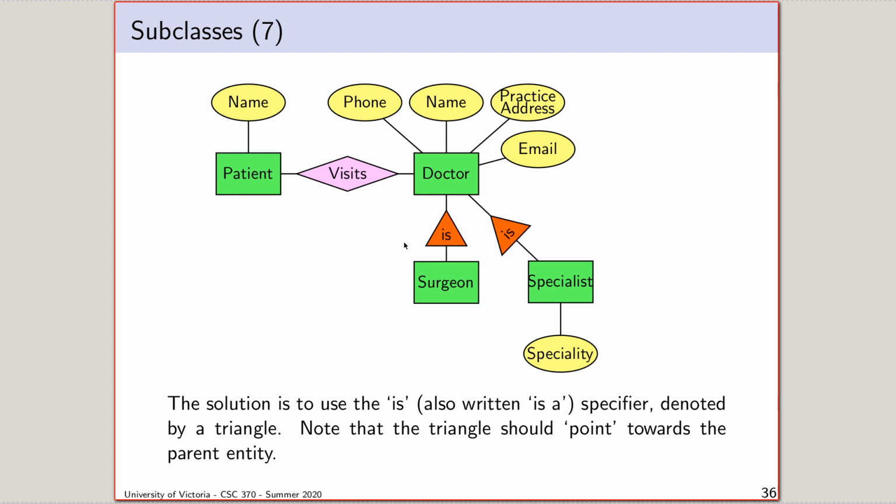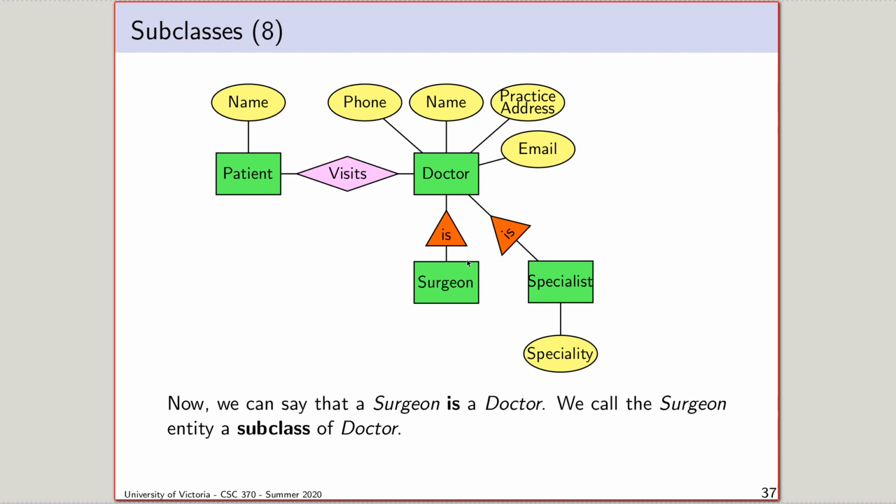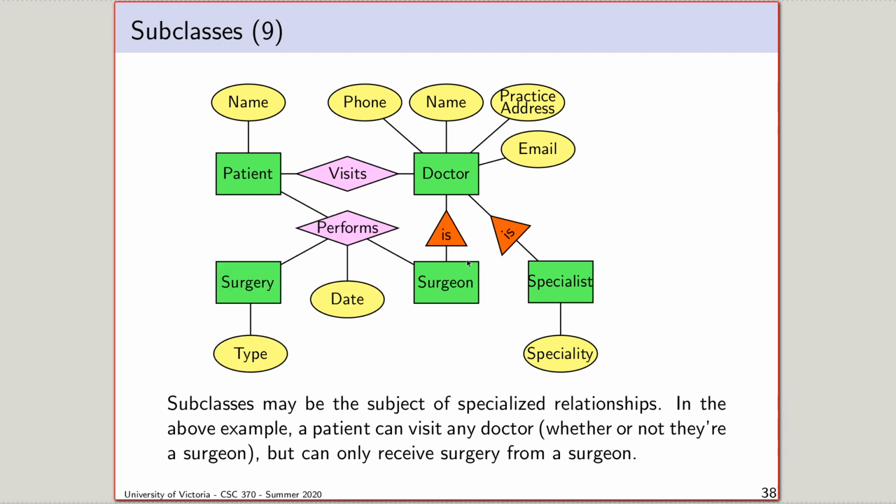If you have a specialist, they are a doctor, but there may not actually be any specialists. The advantage of the is specifier is that it also brings with it all of the semantic information of the subtype. So we assume surgeon doesn't need any attributes of its own because it inherits all of the attributes of doctor. So a surgeon has a phone number, a name, a practice address, and an email address, and so does specialist. The slides agree, I guess.